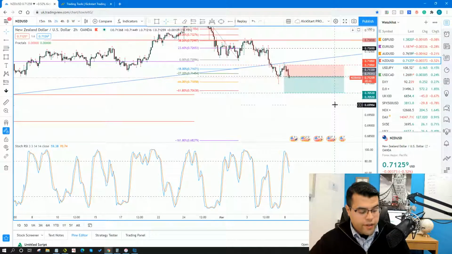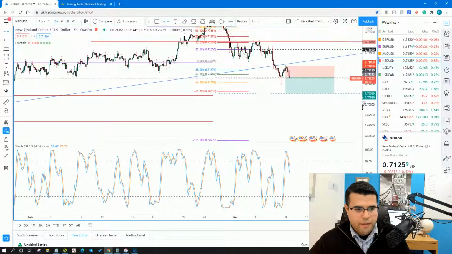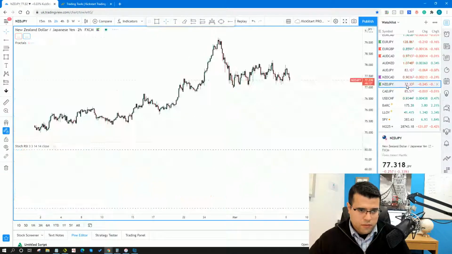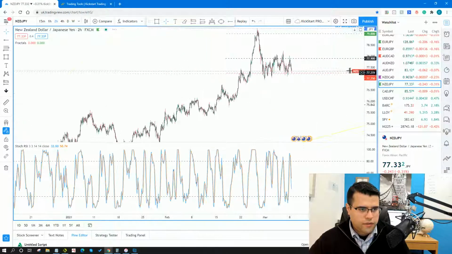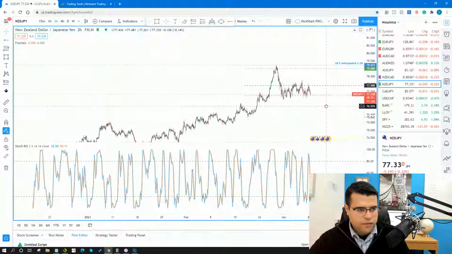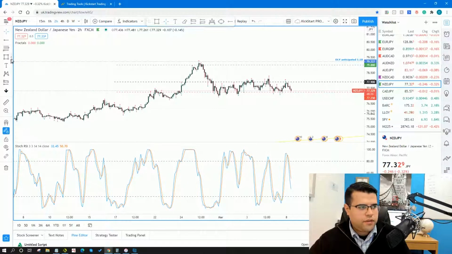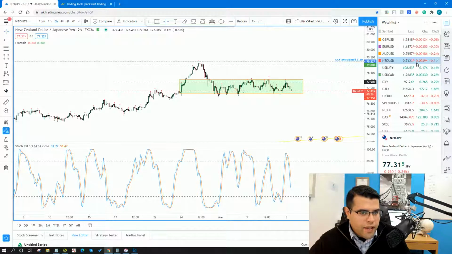In terms of pound dollar, let me just go back for a second. So that was Aussie dollar, Kiwi dollar. Let me just take a quick look here. So I'm just looking at Kiwi yen as well here. Kiwi yen, nice little consolidation range here. Pretty tight little consolidation range. Not really something I'm particularly interested in. I just wanted to check very quickly. Anyway, let's go back.